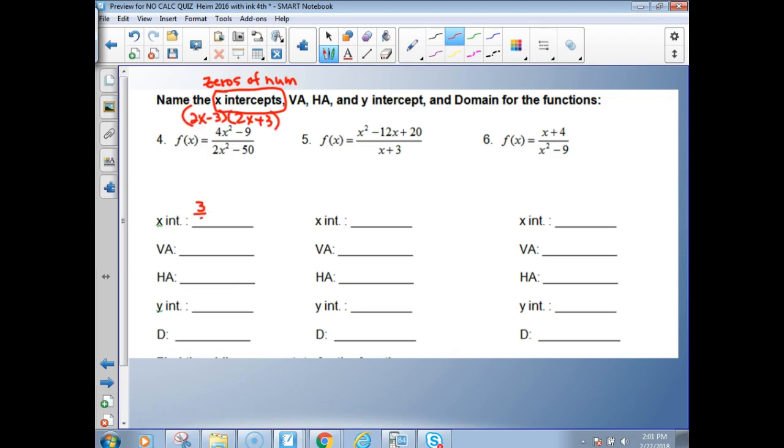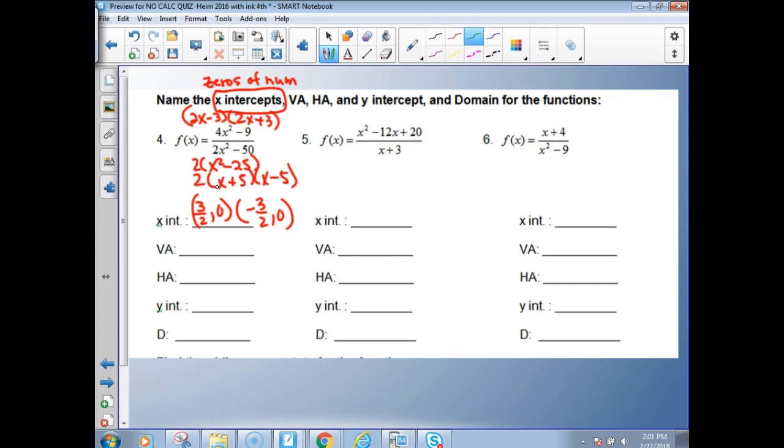So 3 halves, 0 is one of the x-intercepts. The other is -3 halves, 0. I'm not going to be picky about what order you write them. The vertical asymptote, we need to look at the denominator factored. So that'd be 2 times x squared minus 25. And then you would have to factor that difference of squares, x plus 5 times x minus 5.